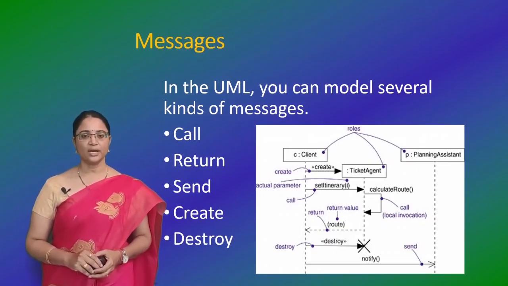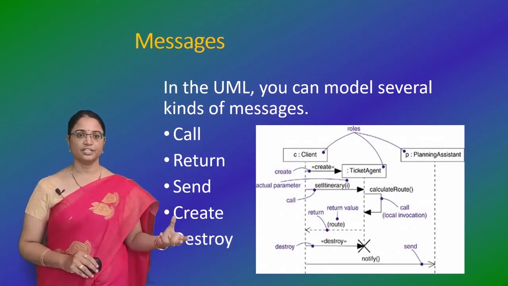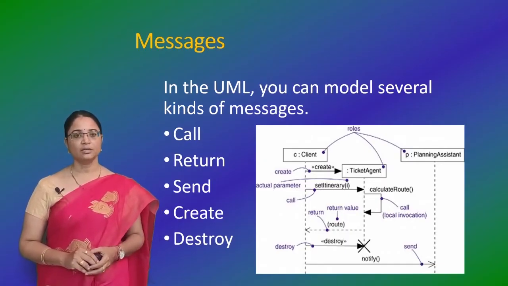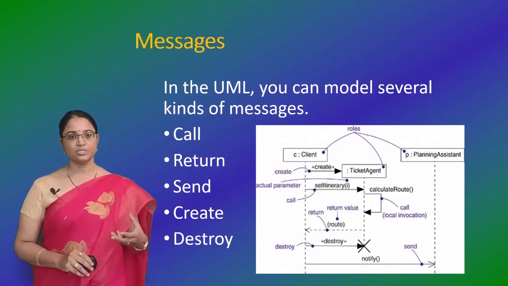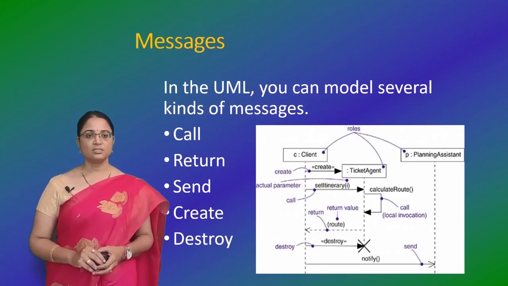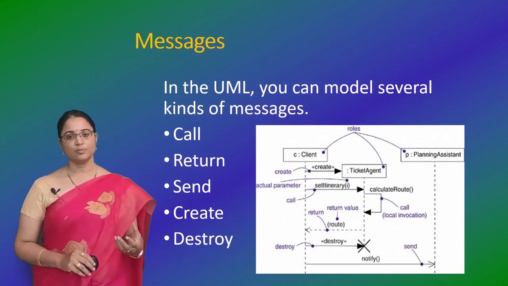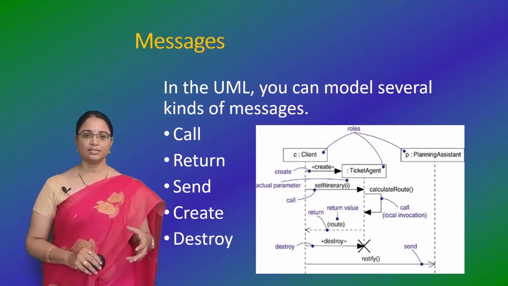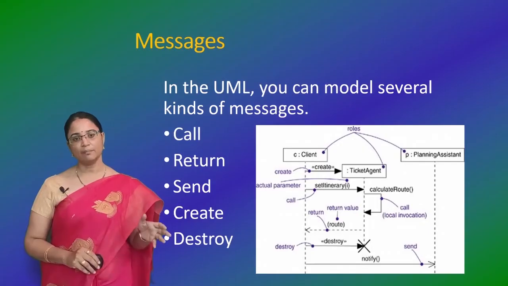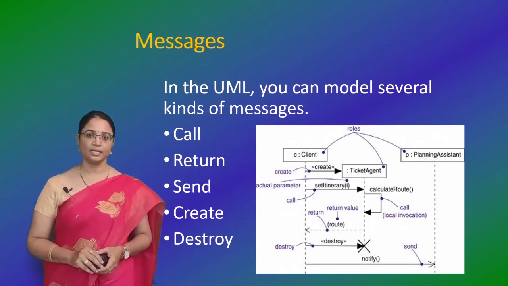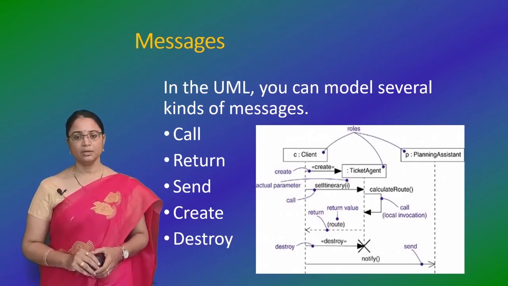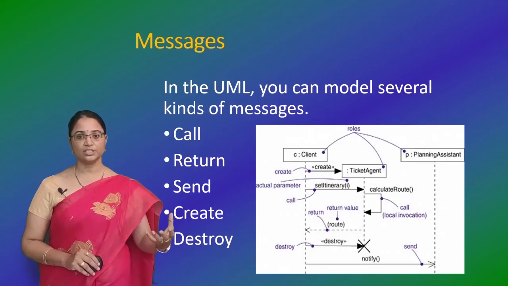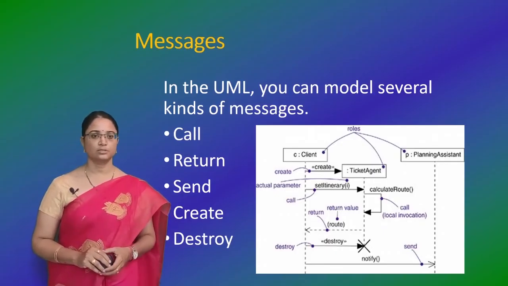planning assistant to tell about the tour plan. Then the client automatically creates a ticket agent. The ticket agent calculates the route cost and produces an itinerary. Based on this, the client gets the details about the tour plan, so he'll destroy the ticket agent and pass the same information to the planning assistant. This is how you can pass information between the objects. It gives a clear picture about the interaction among the objects.